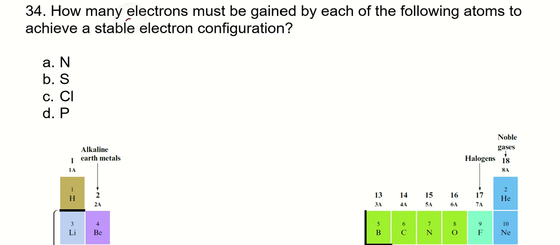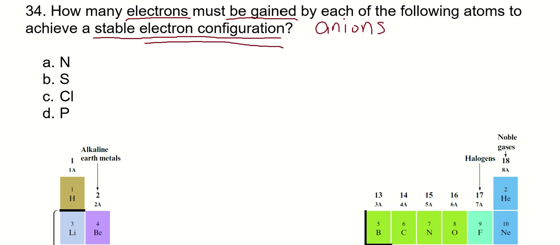Question's asking us how many electrons must be gained. So we know these are going to be anions, because when you gain electrons, you become negatively charged ions. We call those anions. Why would atoms want to gain or lose electrons? And the reason is the octet rule, to gain the electron configuration of noble gases. So let's go right into part A, is nitrogen.